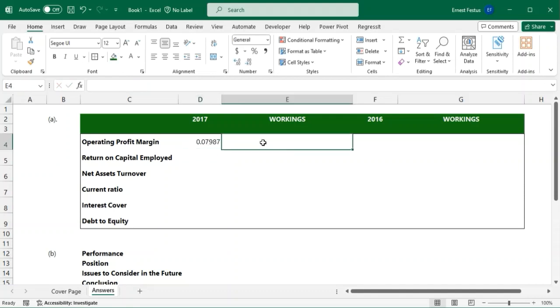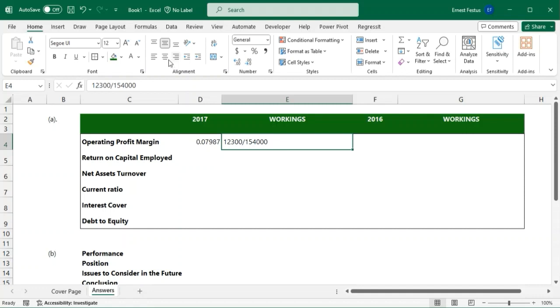Now I'll come here and show my working. How do I show my working? This is Microsoft Excel. So let me see. I have this divided by 154,000. So that is my working.